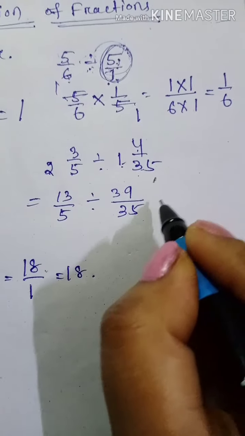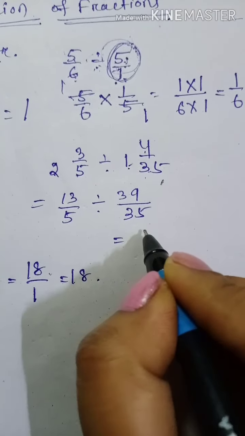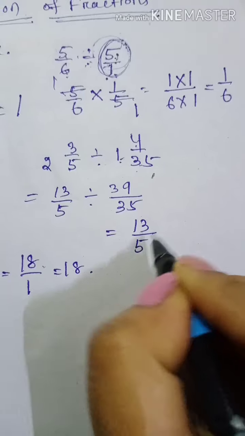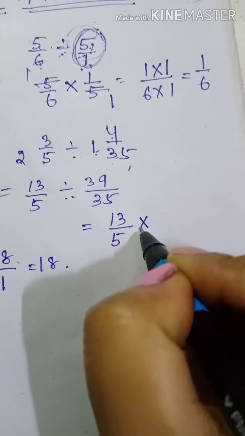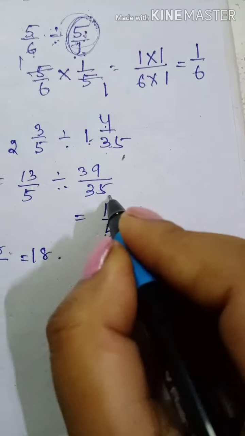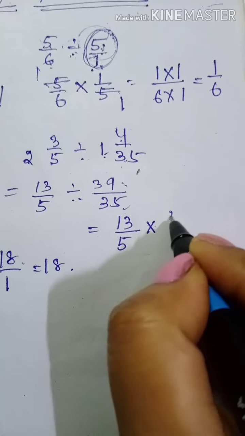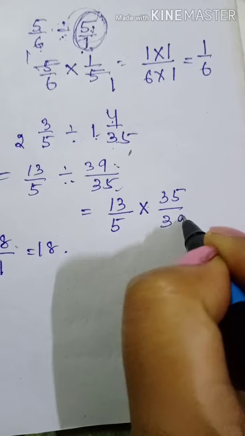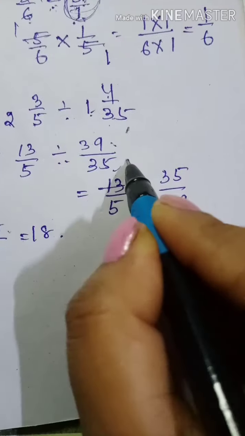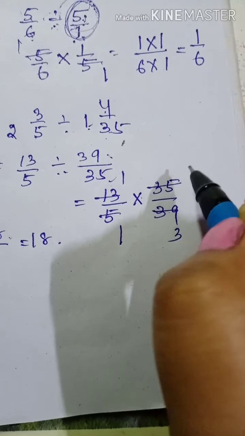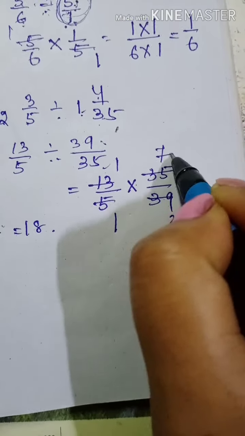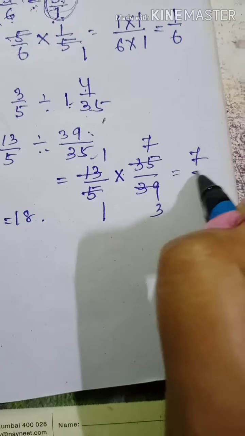Clear? Next, what is the answer? 13 by 5, as it is the first fraction. Then the division is to be changed into multiplication. Multiply by the reciprocal of this fraction, that means 35 by 39. See, 13 1s are 13, 13 3s are 39, 5 1s are 5, 5 7s are 35. The answer is 7 by 3.